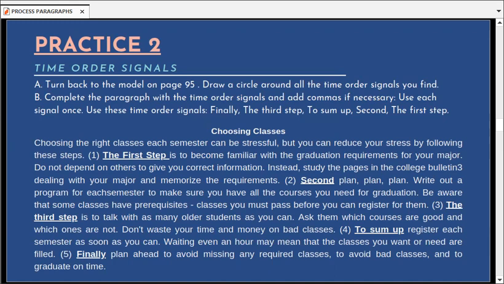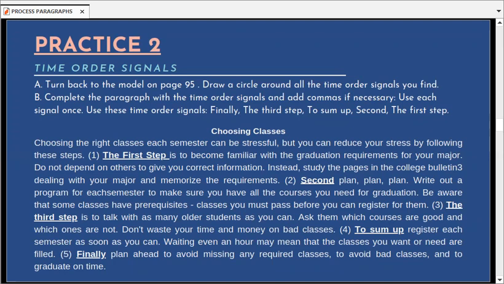Choosing classes. Choosing the right classes each semester can be stressful, but you can reduce your stress by following these steps. 1. The first step is to become familiar with the graduation requirements for your major. Do not depend on others to give you correct information. Instead, study the page in the college bulletin dealing with your major and memorize the requirements.